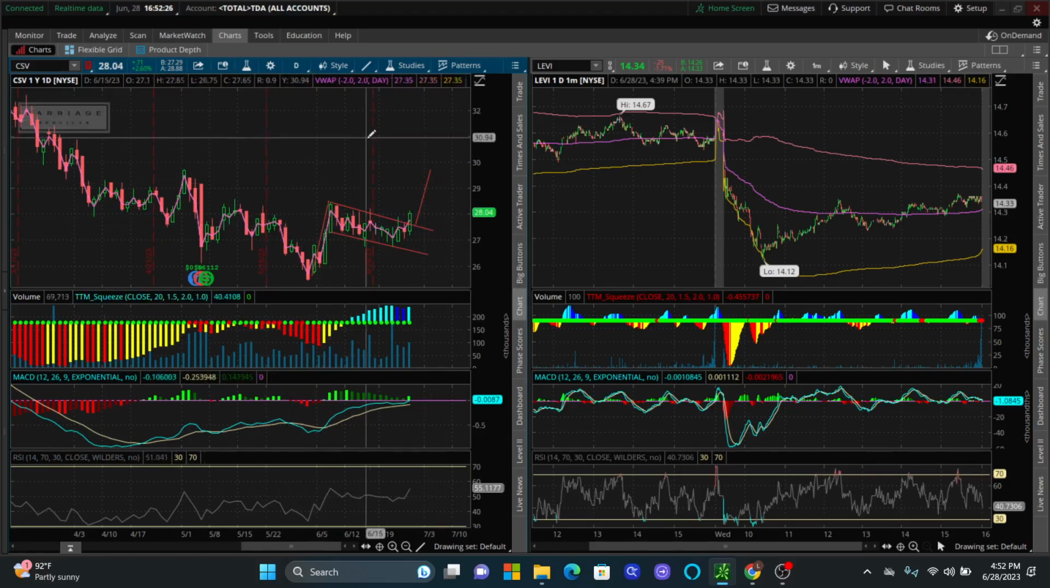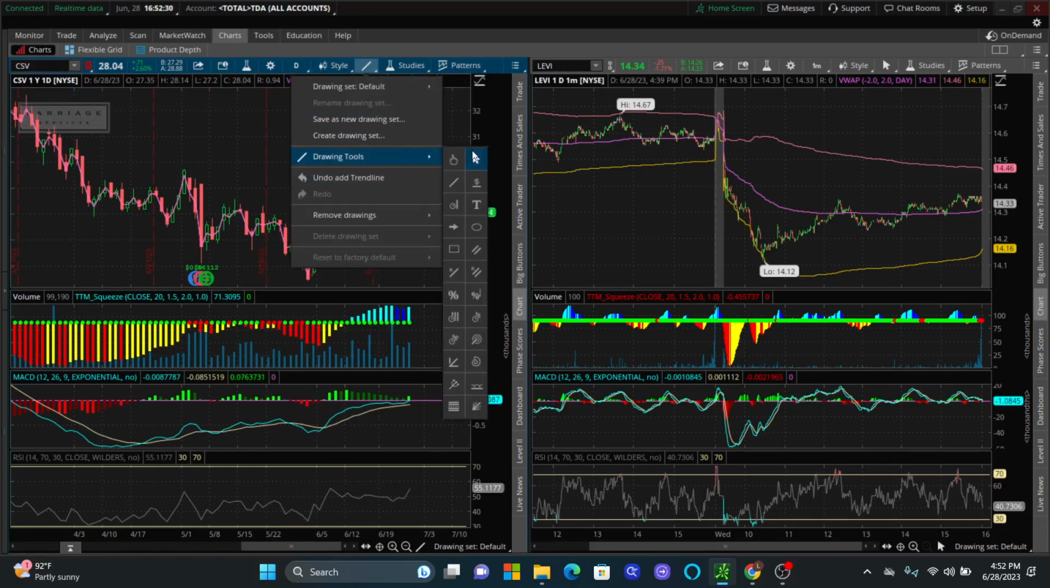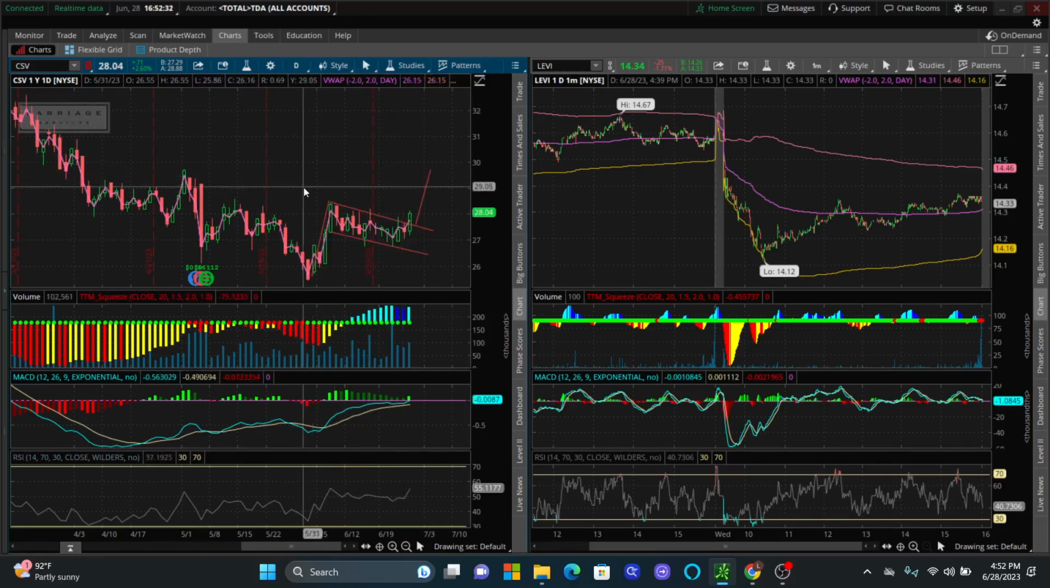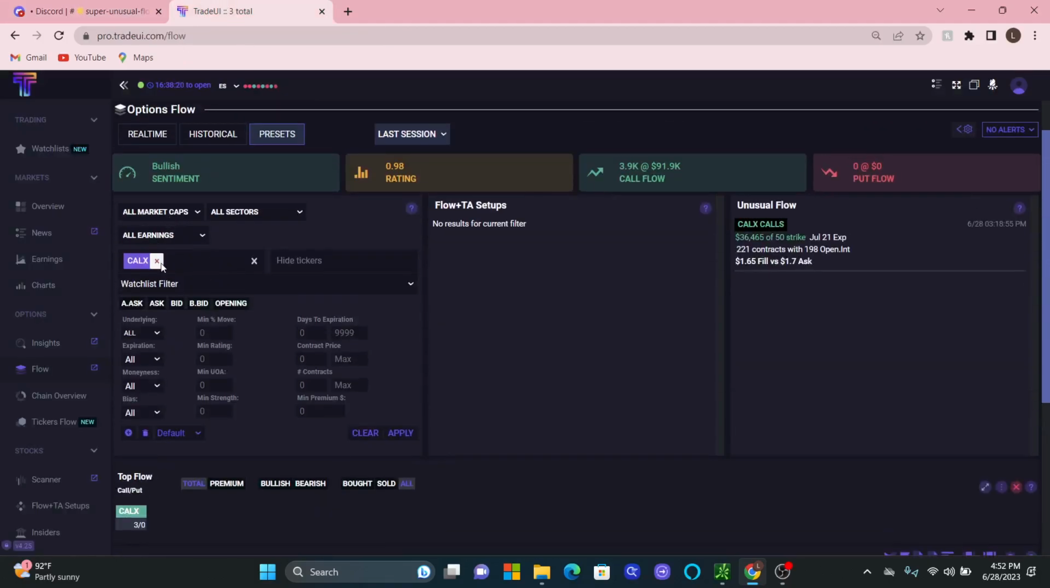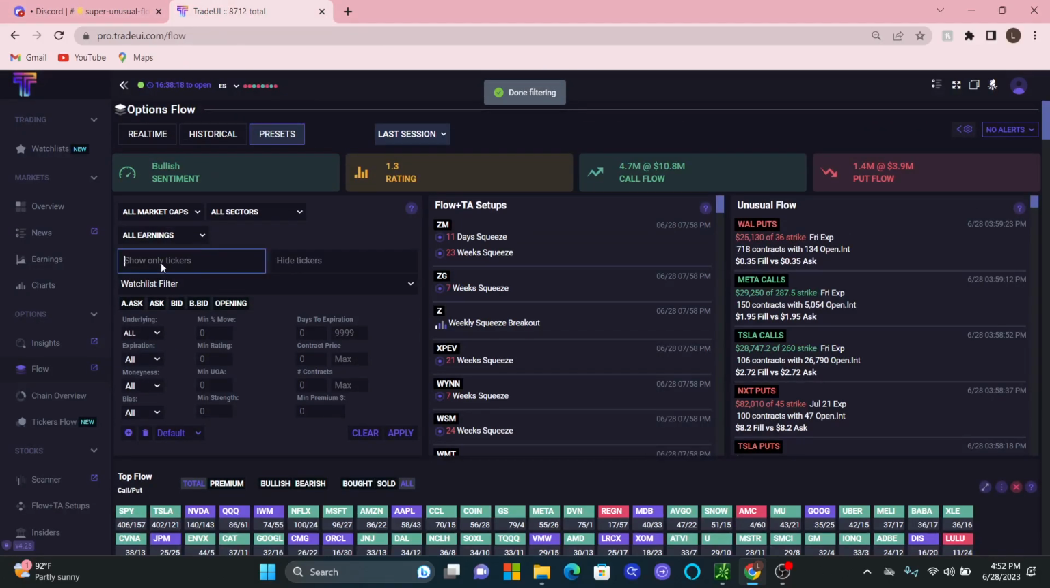Now, I was able to break that down because I know technical analysis. However, I would not have known that this stock even existed if it wasn't for the super unusual flow indicator, and that just shows you how powerful that is. Let's cross-reference it with the tickers. Let's see, CSV. Let's cross-reference with TradeUI.